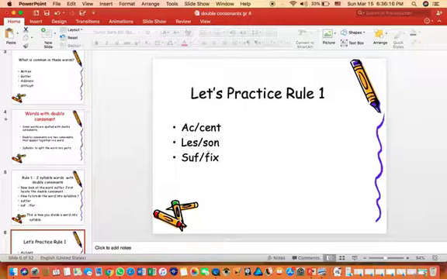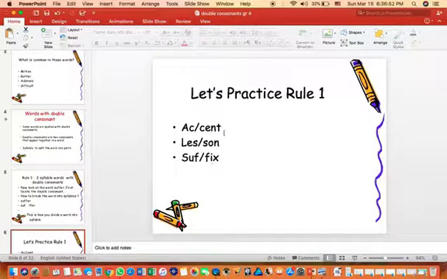Accent, lesson, suffix. First, look at the word. Second step. Now the second step says what? Locate the double consonants. Exactly. Step number 3, split in between double consonants. Ac-cent, les-son, suf-fix. Good job.